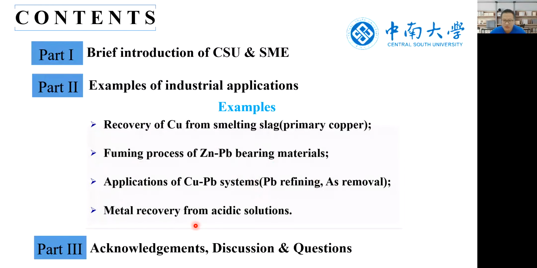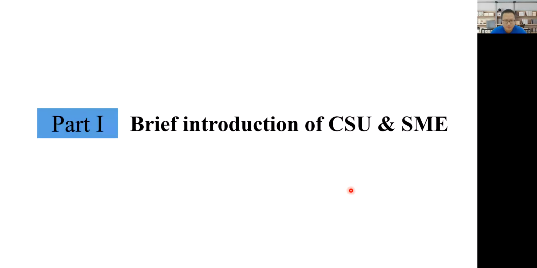And the last example is a hydrogen example, metal recovery from acidic solutions. You will see we are trying to substitute zinc powder with iron powder, and it's very economic, and we are making some difference with this innovation. The last part is going to be the discussion and question part. I'm looking forward to hearing from you and sharing some information with you.